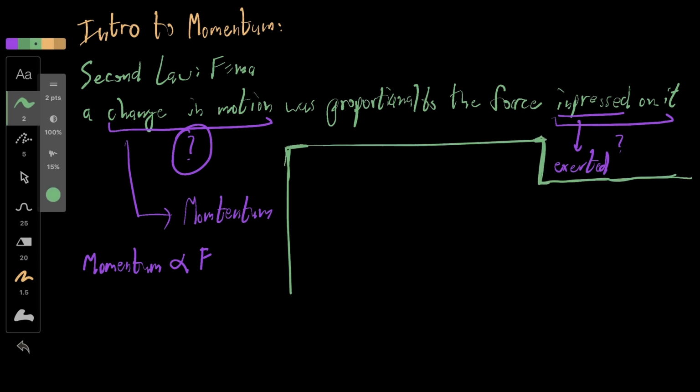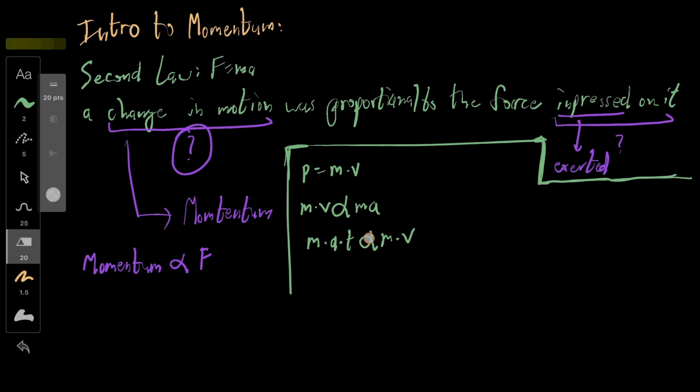Momentum, which is represented by P, is equal to mass times velocity. And now this makes sense. Mass times velocity is proportional to mass times acceleration, because mass times acceleration times time is equal to mass times velocity, and time is the proportionality constant. So there you go. This is what momentum actually is in terms of other stuff.